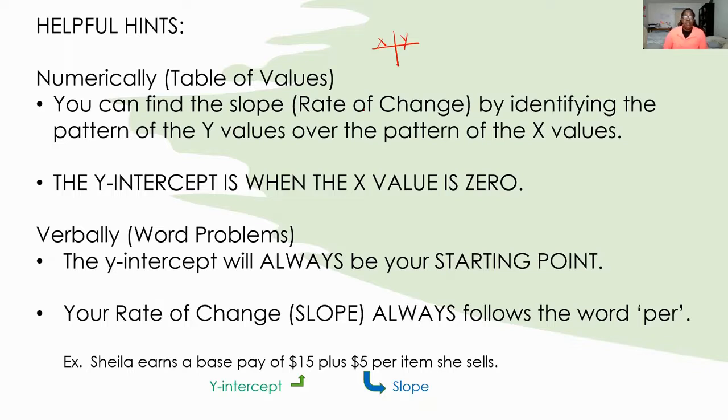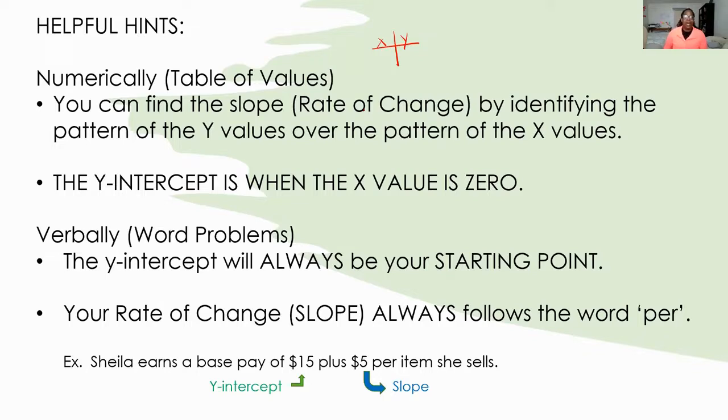Okay, so it may tell you the initial value, the starting amount in someone's account, the starting number of players at a game. Those are going to be your starting point, your y-intercept. But your rate of change, your slope, is always followed by the word per. So 5 miles per hour, that means that 5 is going to be your slope. That's going to be your rate of change because it's miles per hour.